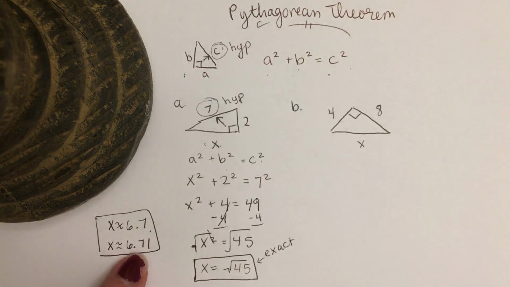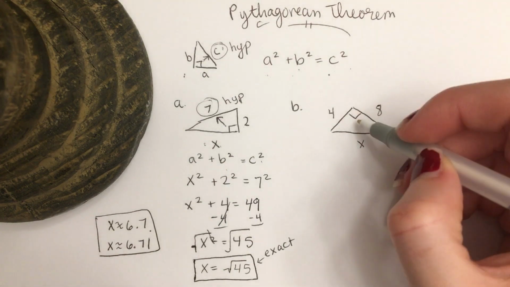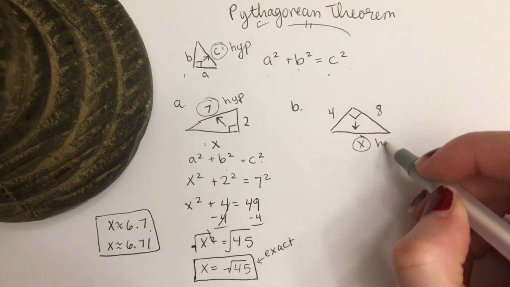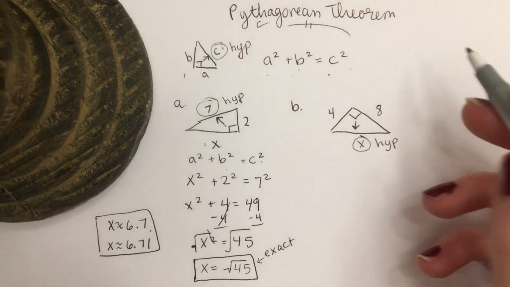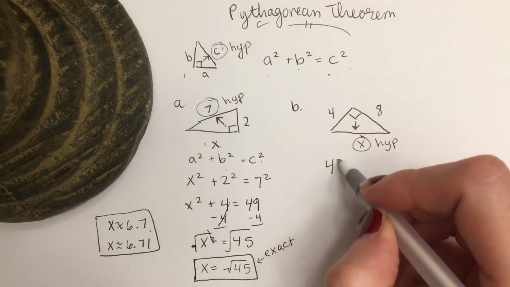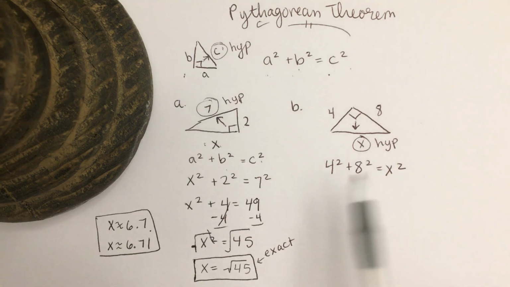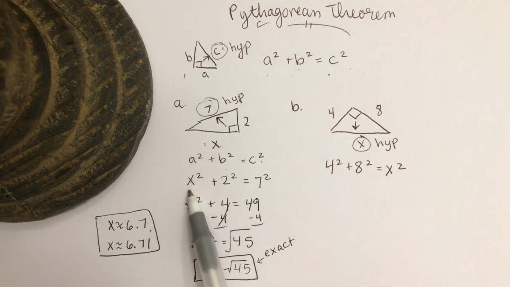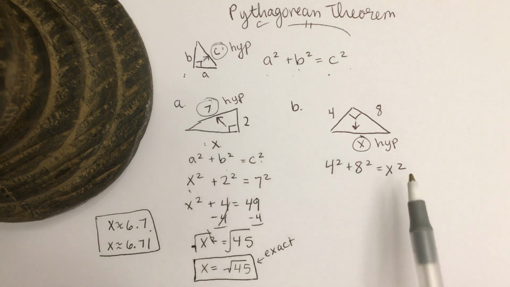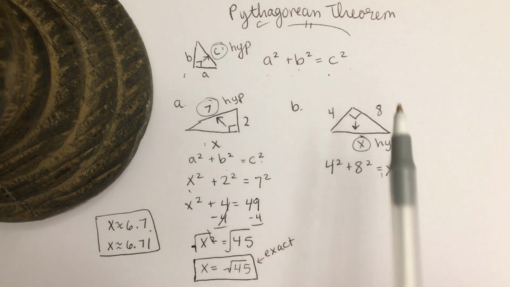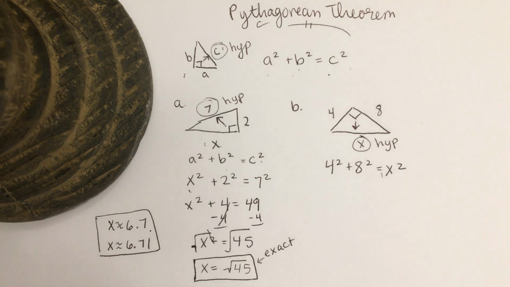If we take a look at the second one here, again, here's my right angle, the side across from it is x, so this is my hypotenuse right here. So when I plug that in, my legs are 4 and 8, and my hypotenuse is x. Just real quickly, compare the difference here. In A, I was looking for a leg. In B, I was looking for a hypotenuse. So your x can be any one of these three. So just be careful not to assume that it is the leg, or assume that it's a hypotenuse.